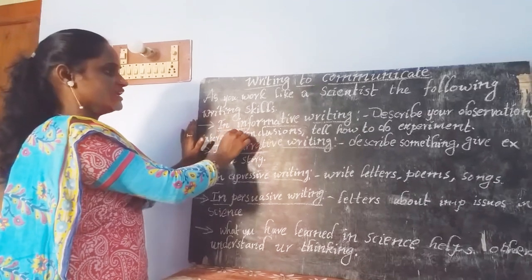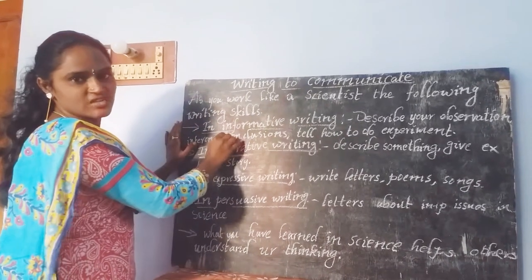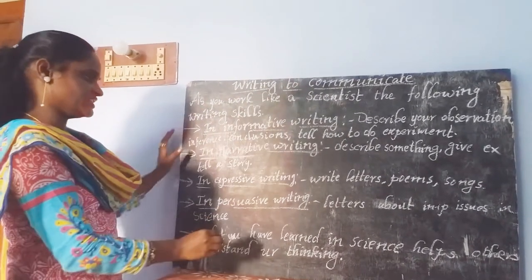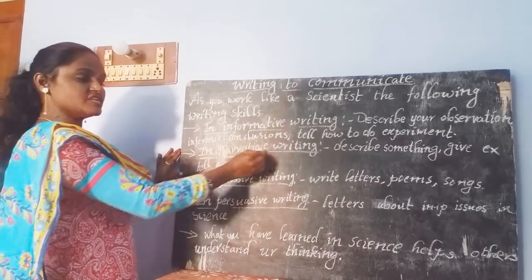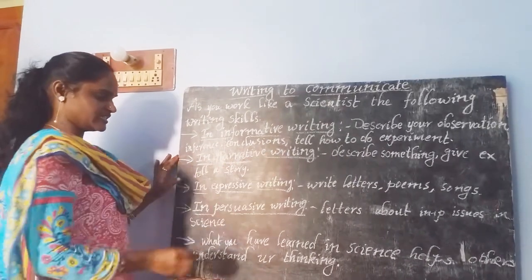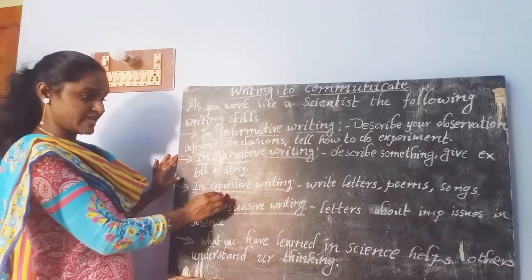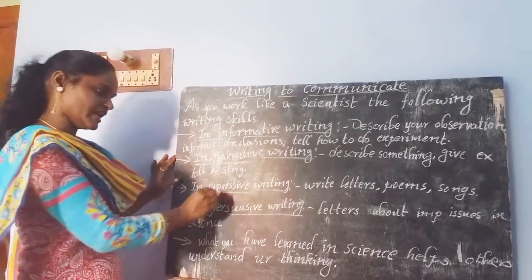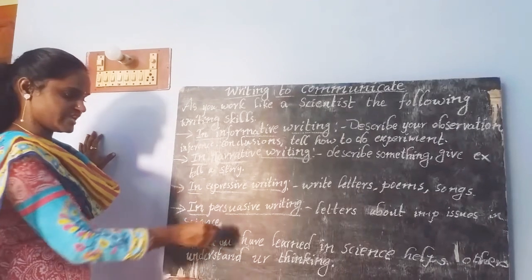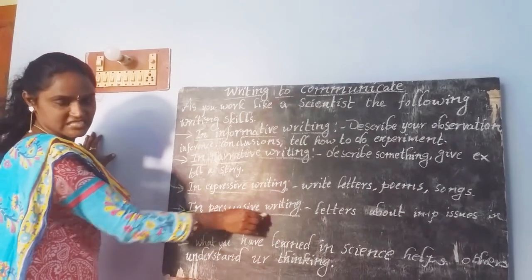What are they? The first one is informative writing. The next one is narrative writing. The third one is expressive writing. The next one, persuasive writing.